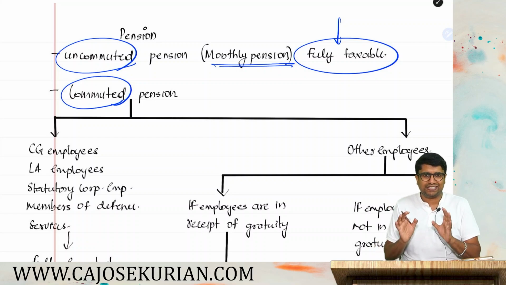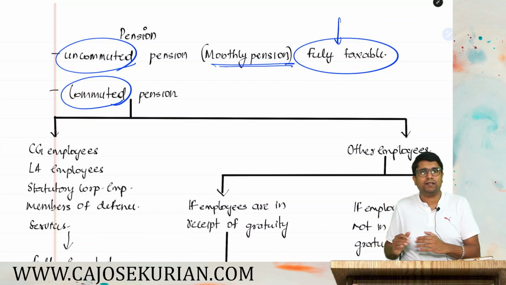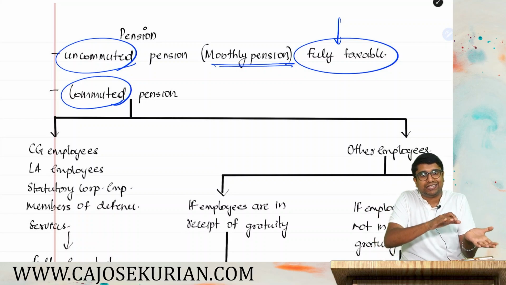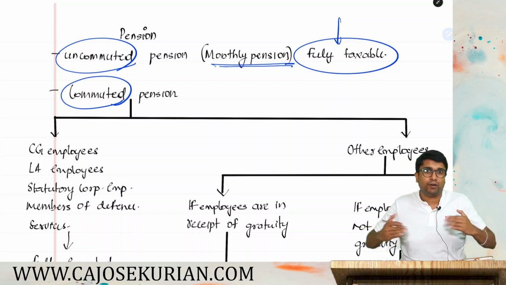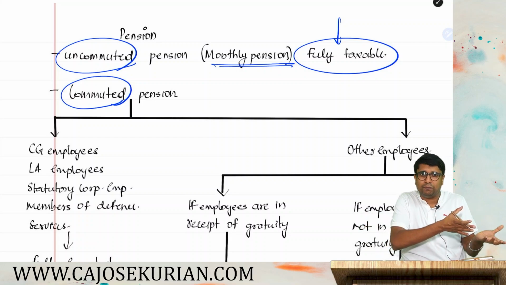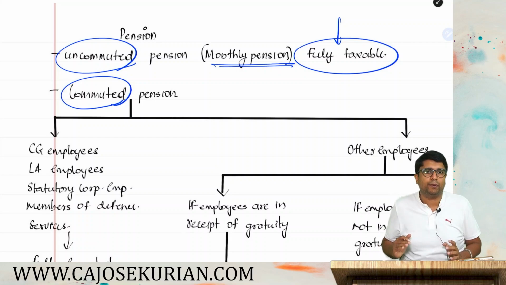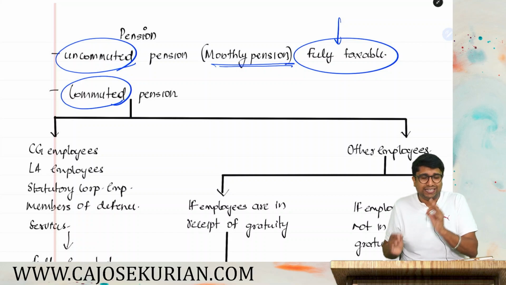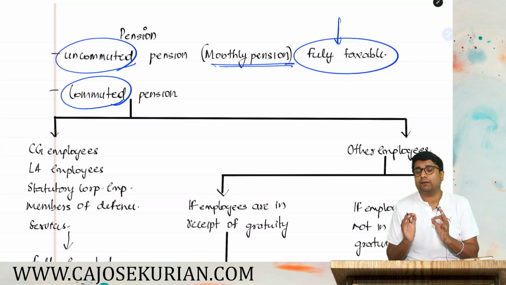So commutation is, simply put, instead of a monthly pension, the employee says, sir, I want my entire pension in one go, by way of a lump sum amount. I require some lump sum money right now, so I don't want to receive this monthly pension, give me the full amount. That concept is said to be what? Commutation of pension. So if an employee commutes his pension, he is eligible for an exemption, and that's what we are about to discuss right now.